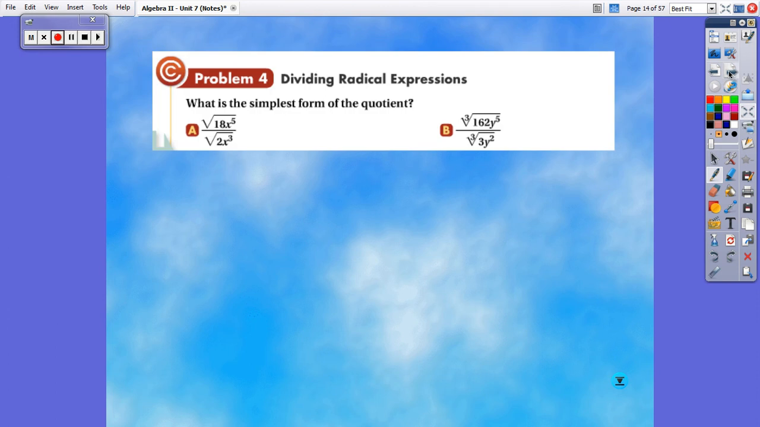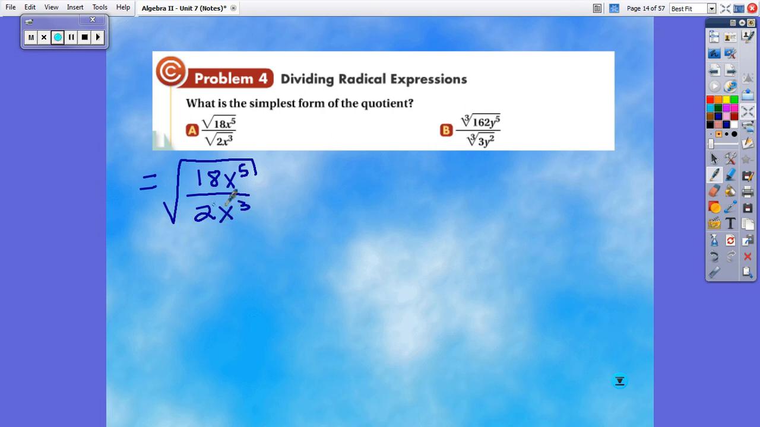So in the first problems, you're going to want to combine them to simplify first. So the rule from the previous slide says that I can do this, put a big square root over this, and this is 18 x to the 5th over 2x to the 3rd.